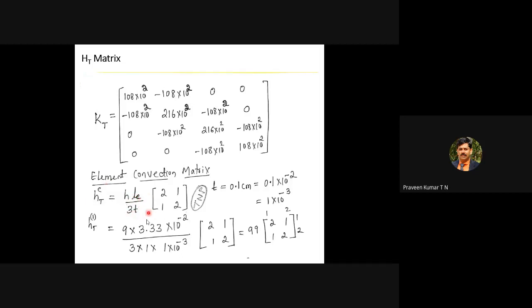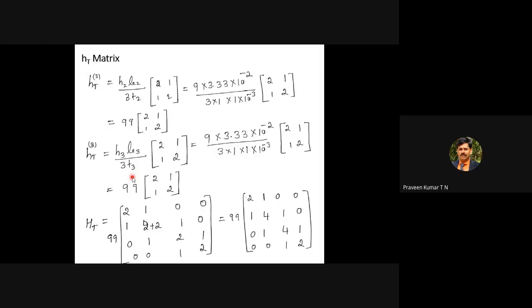But there is a long derivation. I'll take some extra classes, or after finishing some important portion of the vibration and dynamic analysis, I'll do that derivation, if you don't get it. So now this is the H matrix. This is the extra matrix you have to remember when you come to fins. Similarly you have to find the H1 matrix, H2, and finally you get the H matrix.